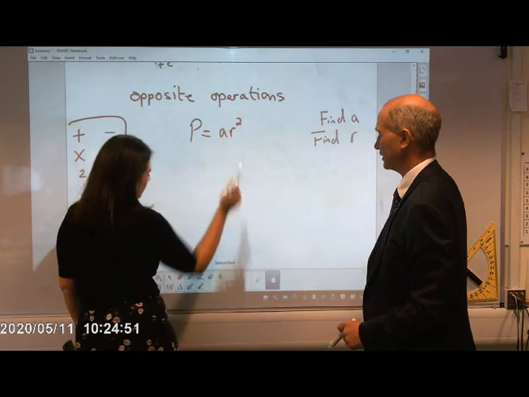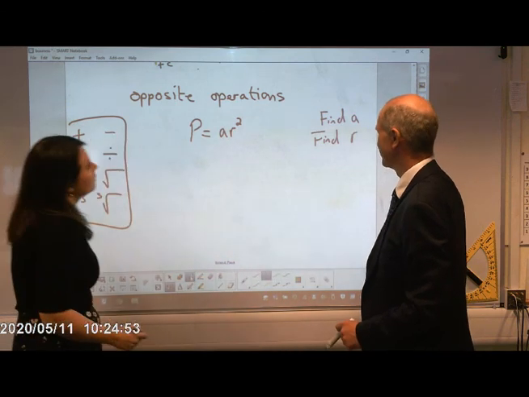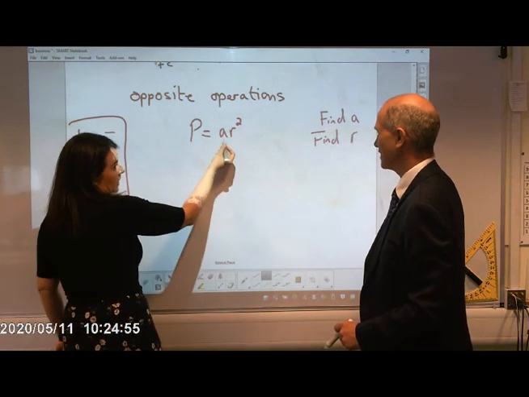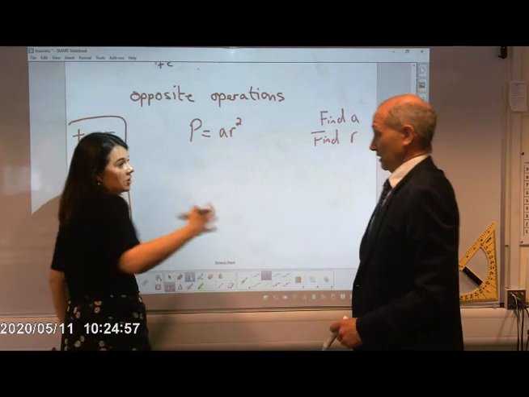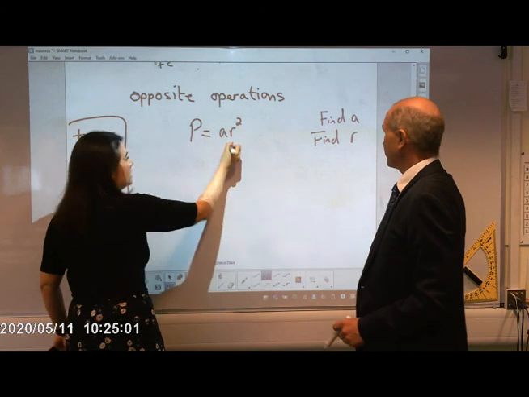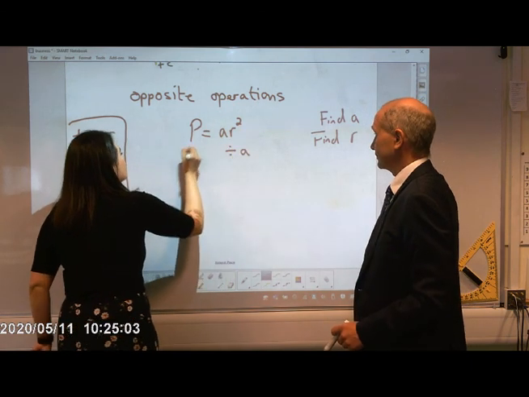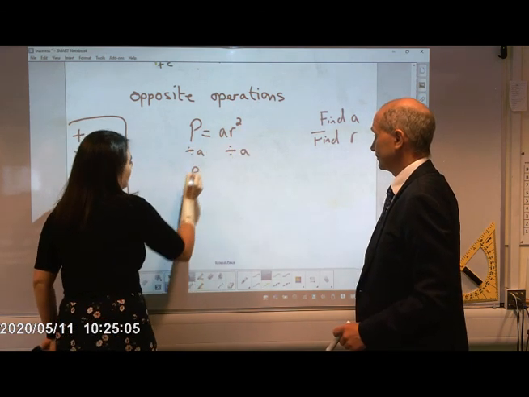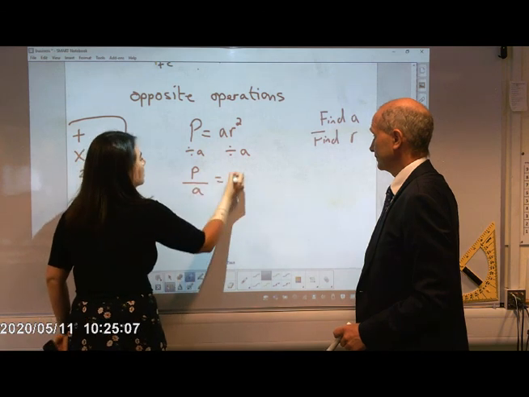And if I wanted to find R, so do you mind if I? Yeah, go for it. So if I want to find R, I first of all want to get rid of A. So just like what Mr. Casson just did, A times R squared. To get rid of A, I divide. So I'm going to divide by A. So I'm going to get P over A equals R squared.